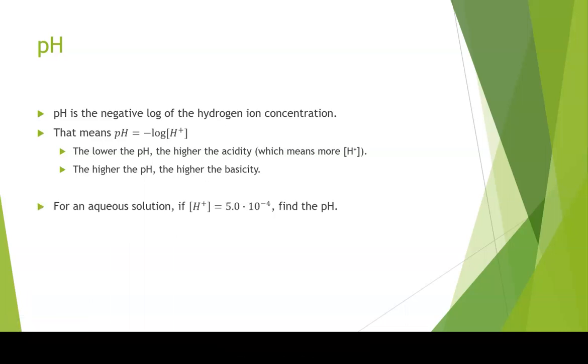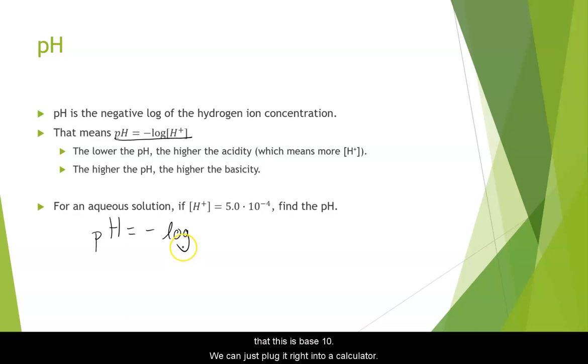Let's do a problem. For an aqueous solution, if the concentration of hydrogen ions is 5.0 times 10 to the negative fourth, we want to find the pH. We know that the pH is negative log of the concentration, so the pH in this case is going to equal negative log. Notice there's no base here of the logarithm. That means that this is base 10. We can just plug it right into our calculator.